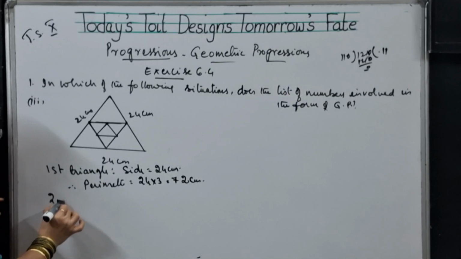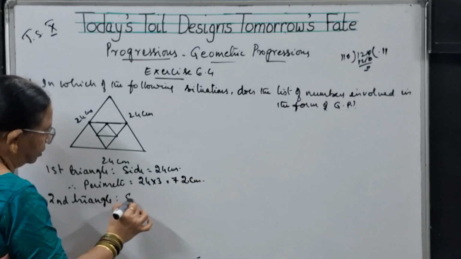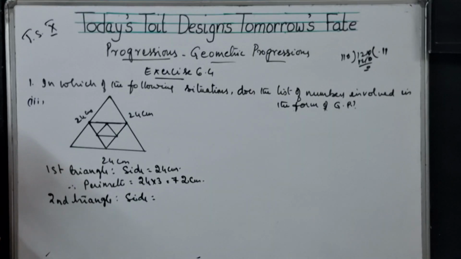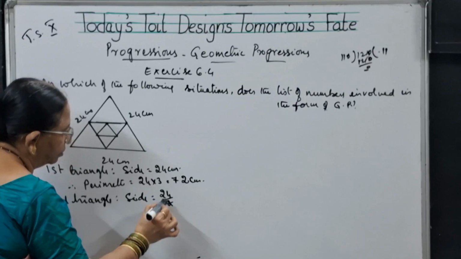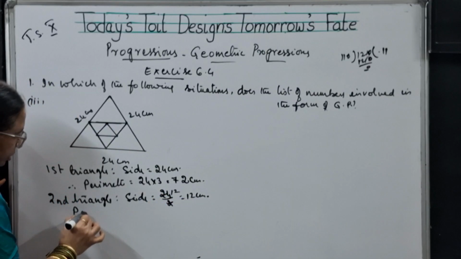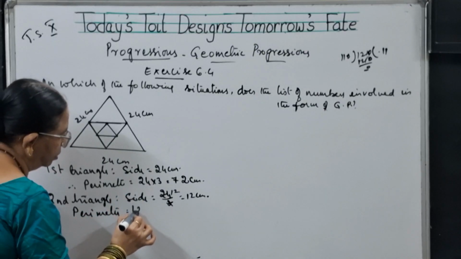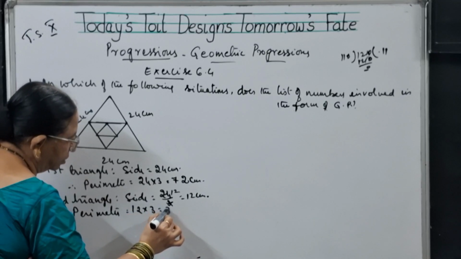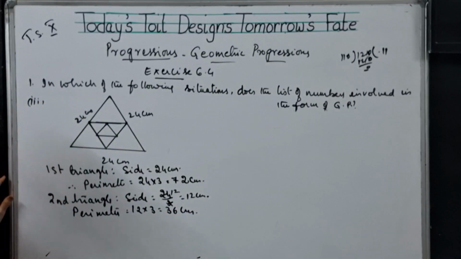Then let us talk about the second triangle. For this second triangle, what is the side? The midpoints are joined. When you join the midpoints, the side will be 24 by 2, that is, you will be getting 12 centimeters. So, what is its perimeter? Perimeter is 12 into 3, that is 12 threes are 36 centimeters. That is the second triangle.